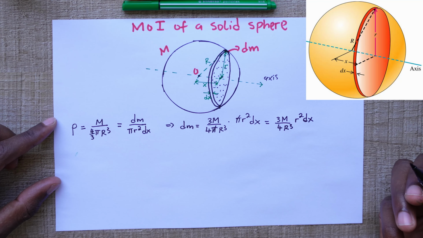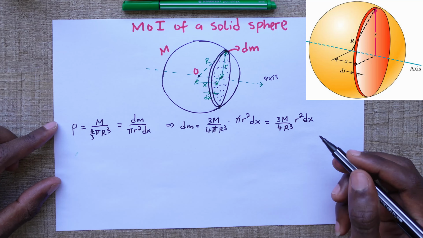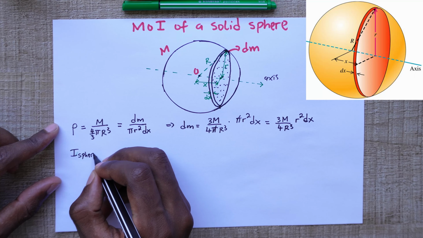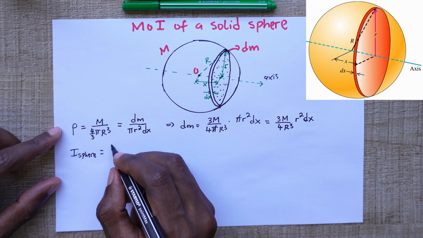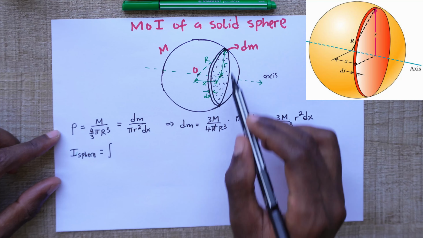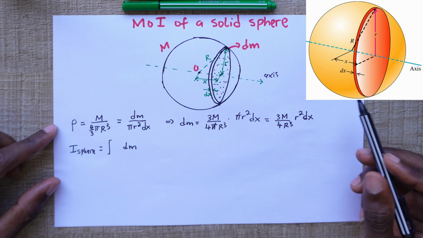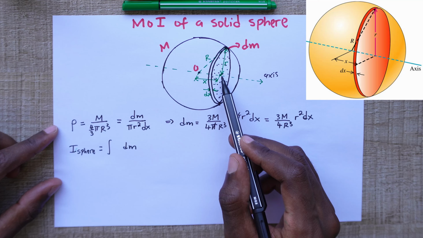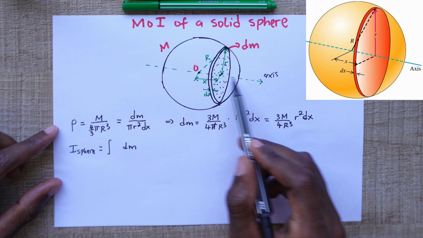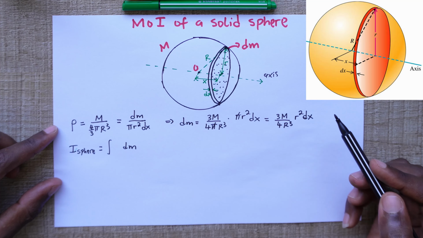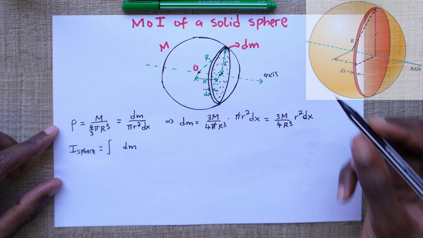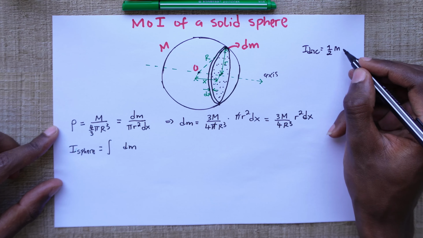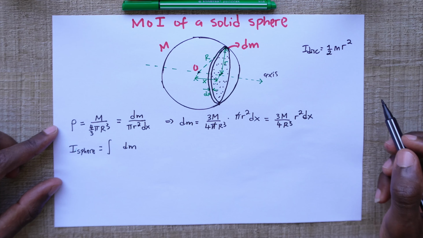And then we can calculate the moment of inertia of this element. The moment of inertia of the sphere, I sphere, is just going to be the integral of the moment of inertia of this element, which is the disk. In a previous video, we saw that the moment of inertia of a disk about an axis perpendicular to the plane of the disk and passing through its center is given by half the mass of the disk times the radius of the disk squared.